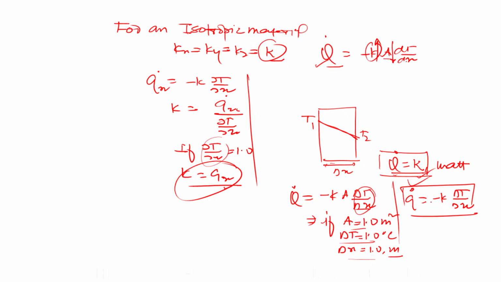That's why I fixed area, delta T and delta X as unity, then K equals Q. Or you can say Q is directly proportional to thermal conductivity. It means for a given area and a given temperature gradient, if K becomes twice, then Q becomes twice. If K becomes half, then Q becomes half. And thermal conductivity is nothing but the ability of a material to conduct heat. More K, more easily the heat can be transported through it. Clear?